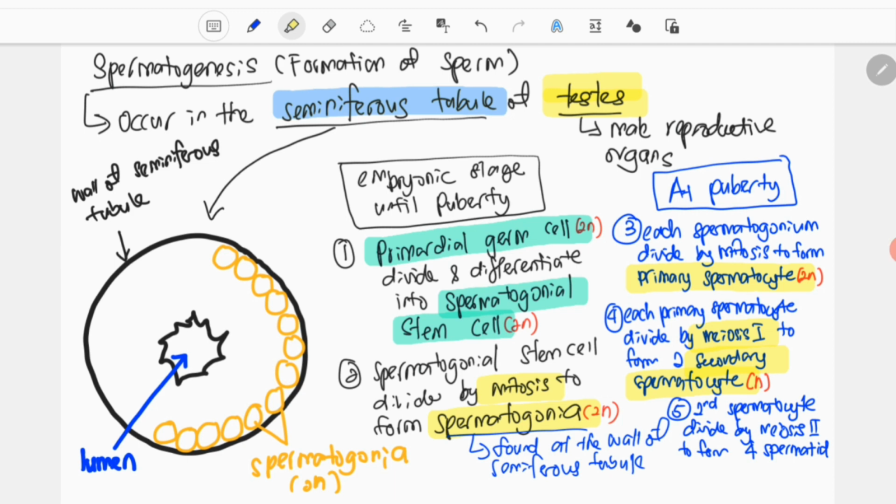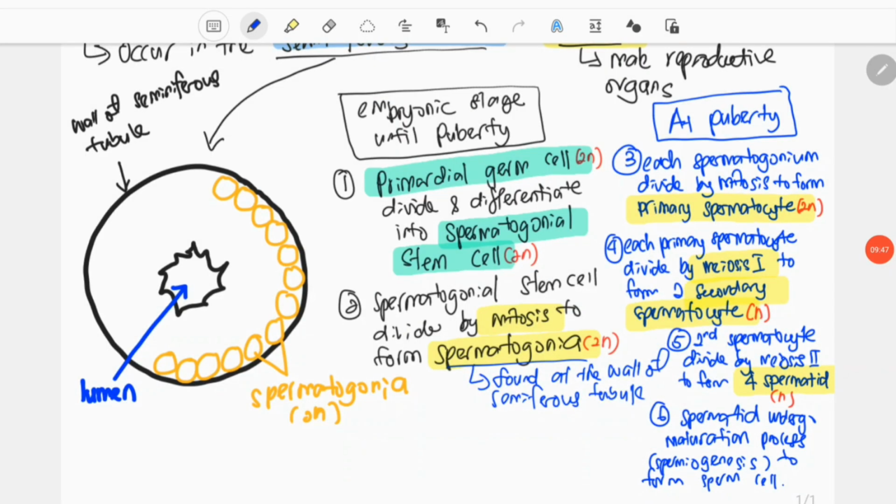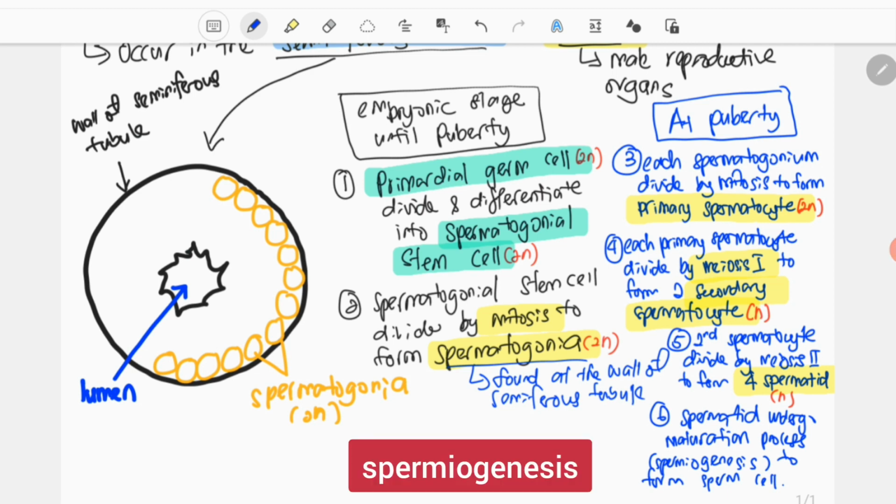After that, so secondary spermatocyte undergo meiosis 2 akan dapat 4 spermatid. So, spermatid ni pun haploid. Sebab spermatocyte tadi sudah haploid, so the product of meiosis 2 pun still haploid. Finally, spermatid will undergo maturation process ataupun differentiation process yang kita panggil sebagai spermiogenesis untuk form sperm cell.